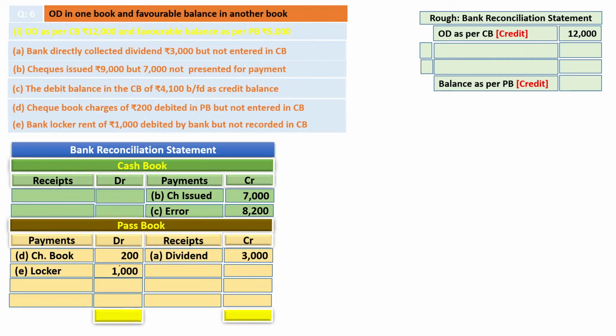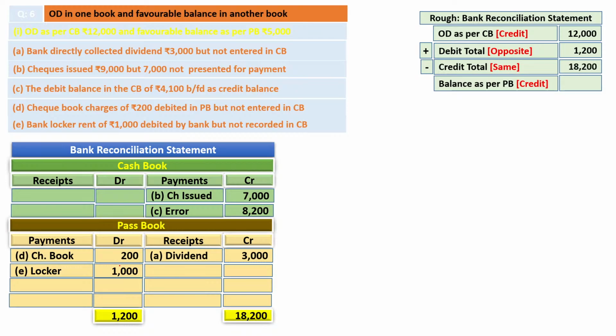Now we have to finish off the BRS. We started with the overdraft balance for the cash book. Cash book credit balance 12,000 rupees. What you have to do? Add and subtract. What to be added? The opposite side. Starting with the credit means the debit side should be added. Here the debit being 200 plus 1,000, 1,200 should be added. What should be subtracted? The credit side total, being 18,200.